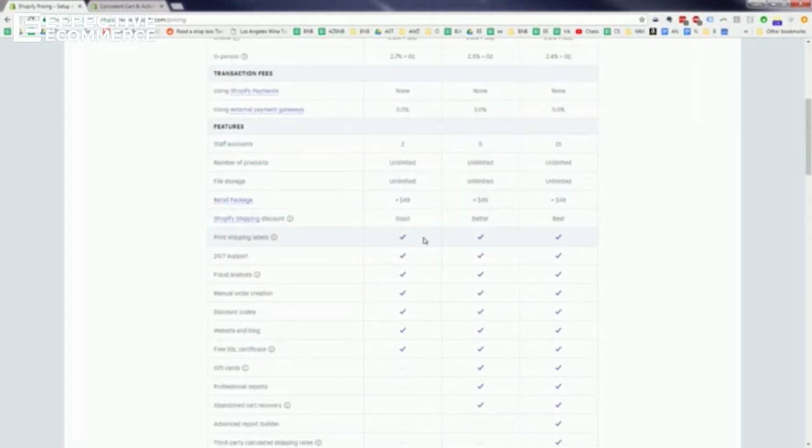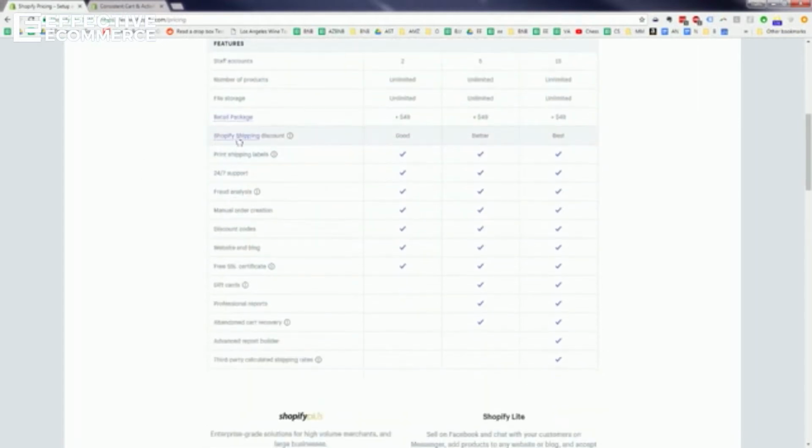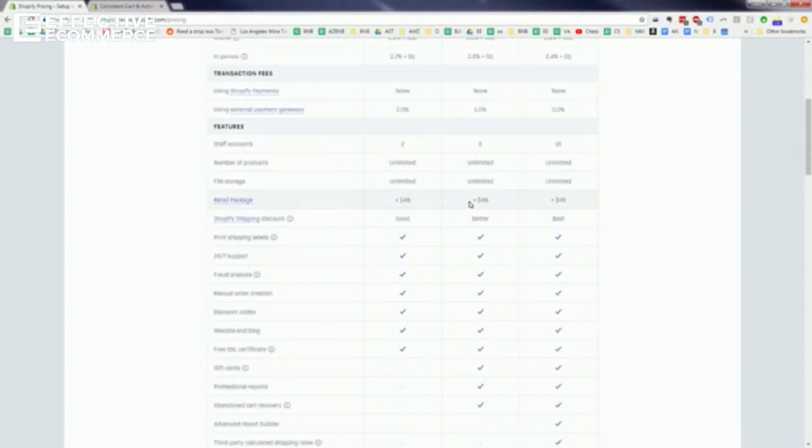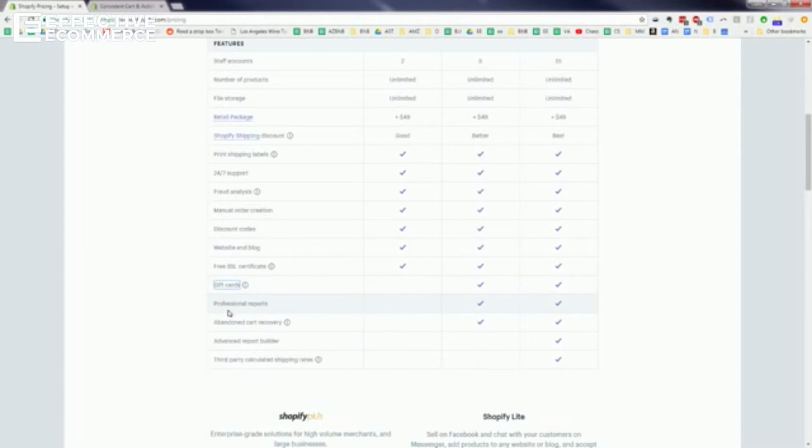Then we have obviously Shopify shipping discounts, which once again is a feature that probably isn't that important. Sure, you do get a little bit of discounts at the higher level tiers, but I don't think that should be a determining factor. Next up, we see that the difference between the basic plan and the Shopify plan is gift cards, professional reports, and abandoned cart recovery. Now, gift cards and abandoned cart recovery are two things that are pretty valuable, so that will come in handy.